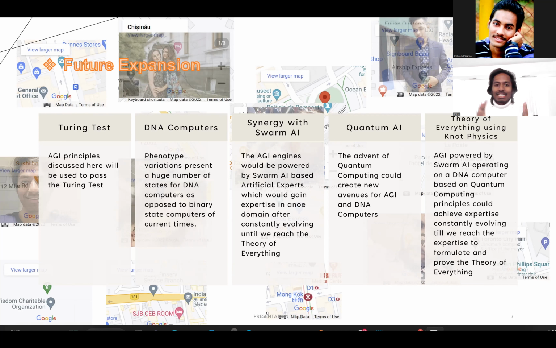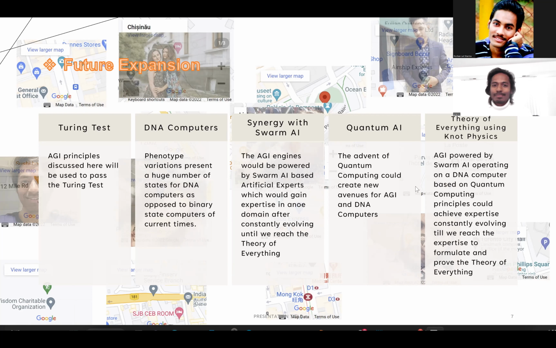So let's say you have one expert with all the collective intelligence, and that expert keeps on improving its knowledge, keeps on evolving, and keeps on increasing its expertise. I'll not say his, let's make it an entity. That entity constantly evolves, and it will reach the stage where it has understood the theory of everything. It has understood the theory of everything by learning from one domain after another, and it will also try to prove it. I'll go to that later. So now it has understood the theory of everything.